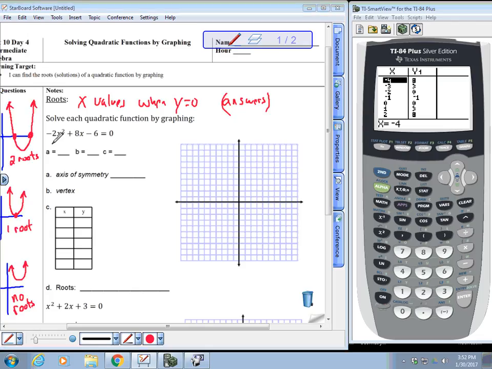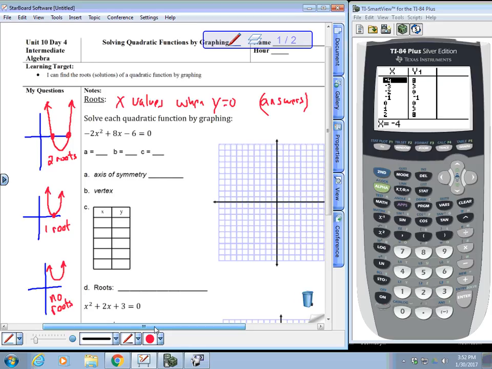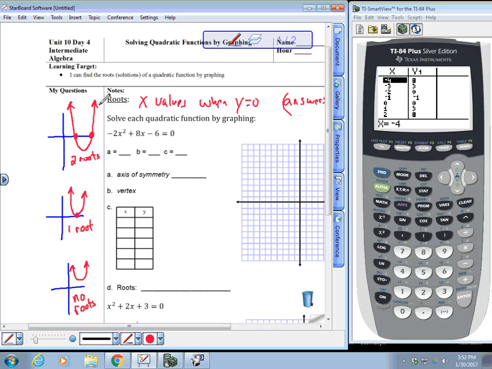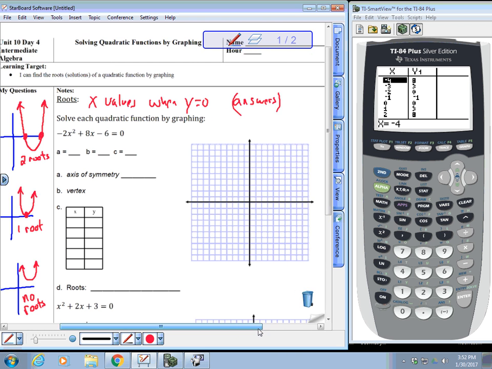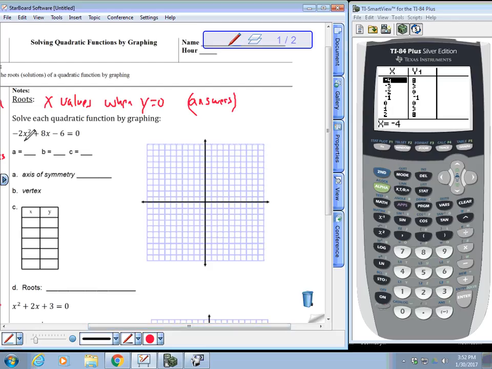If we looked at here, if we had a graph that went below like this one and it goes through the x-axis twice, there's two answers for x when y is 0. Here's one answer, and here it doesn't cross the x-axis at all, thus there is no answer. So let's do these things as normal.